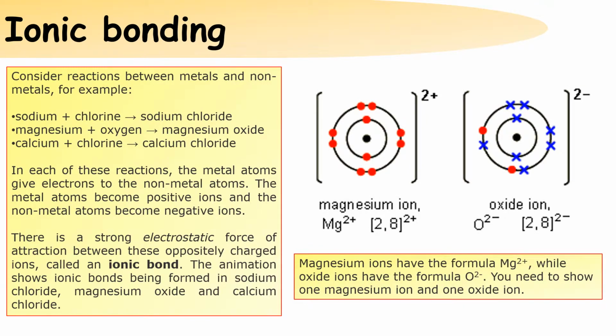In this example, magnesium ions have the formula Mg2+, while the oxide ions have the formula O2-. You only need one oxide ion to go with one magnesium ion, as the 2- cancels out the 2+ to give an overall charge of 0.